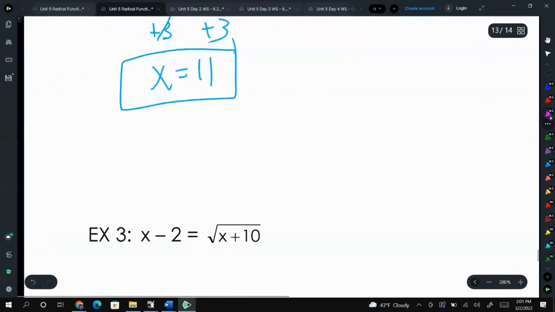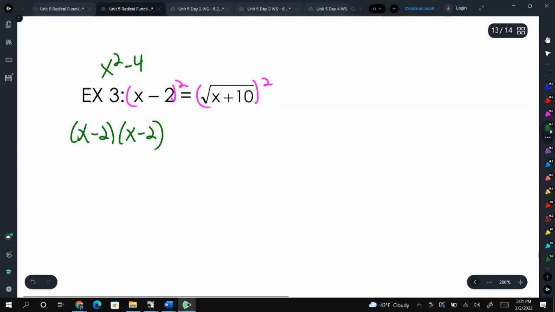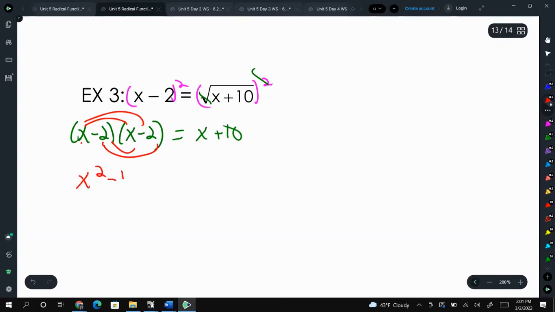Now down here, we need to square both sides to get rid of the square root. When we square the left side, that is going to be x minus 2 times x minus 2, not just x squared minus 4. You have to multiply this out. So when we FOIL this, we get x squared minus 4x plus 4 equals x plus 10.